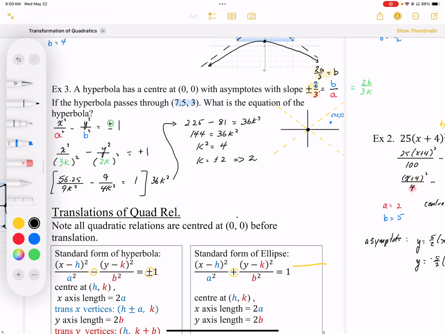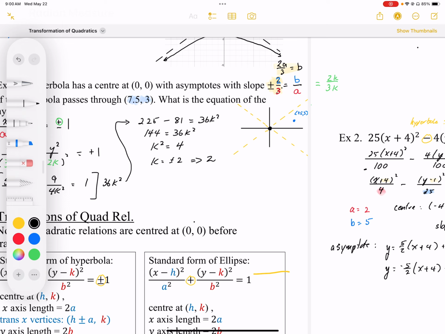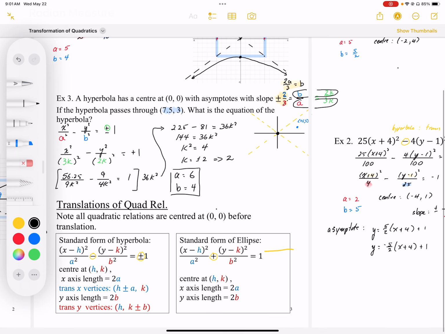Now that's not solving for either a or b directly, but it allows us to find them, because the way we set this up, a is equal to 3k, so a is equal to 6, and b is equal to 2k, so we know that b is equal to 4 since k is 2. Establishing the a and b values, we can then write the equation. X squared over 36 minus y squared over 16 is going to be equal to positive 1 since it's trans x.